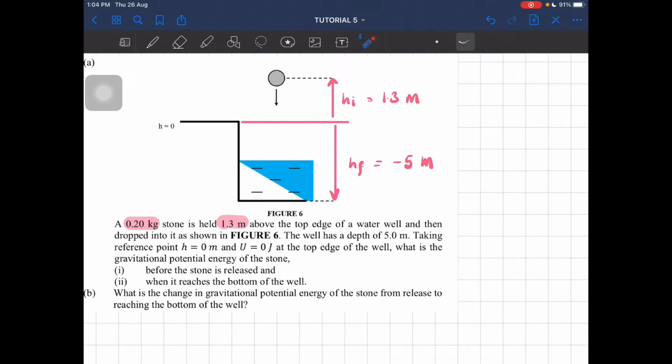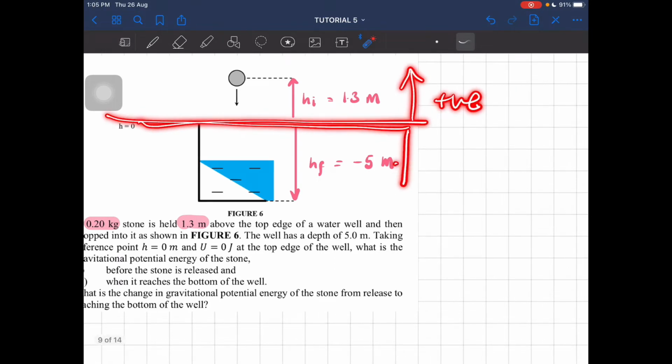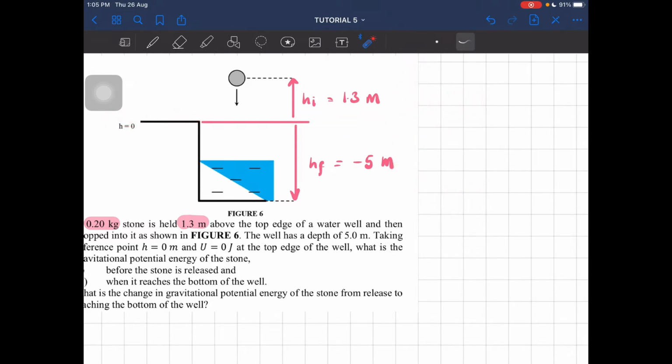It's because this is our reference. So this is kind of like an x-axis. So that's why they put h equal to 0 here as a reference point. Okay, so this is our reference point. Anything goes up from this level is positive. However, if it goes below this reference line here, it will be negative. Okay, so that's why I put negative 5 here.